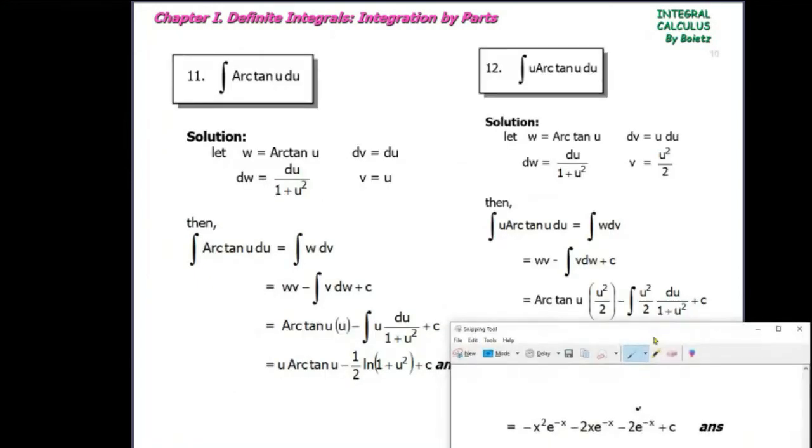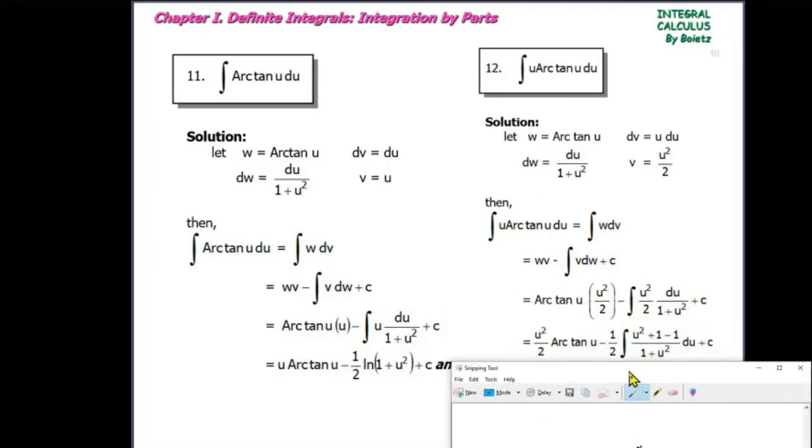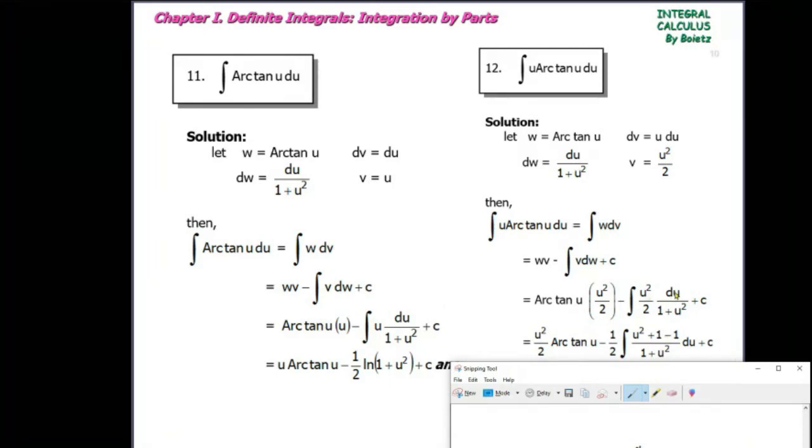So here, i-simplify natin, ilipat natin ito doon. Tapos ito, ilabas natin yung 1/2. So magiging u squared over 2, arctan u minus 1/2 integral of eto. Ang ginawa ko dito, dapat u squared du na lang yun, kaya lang nag-add and minus method ako. Plus and minus method. So, plus 1 minus 1, parang wala, ano? U squared pa rin yun.